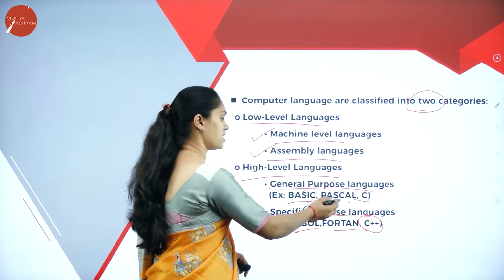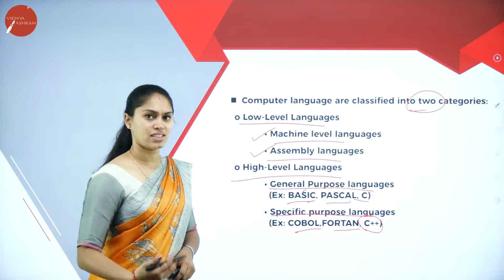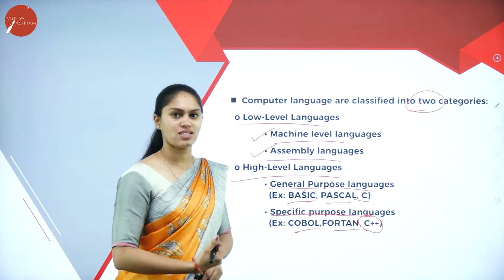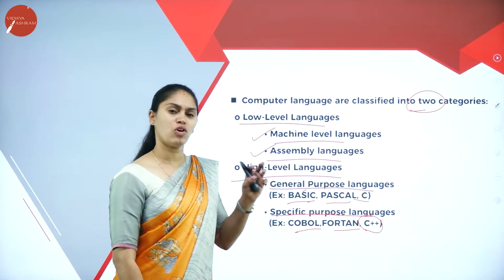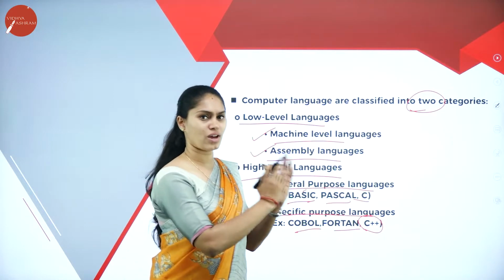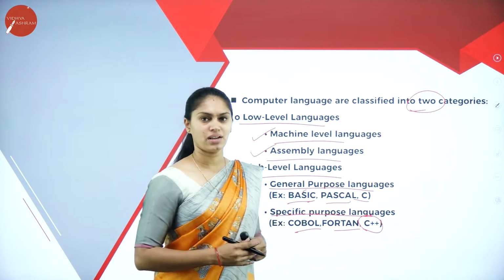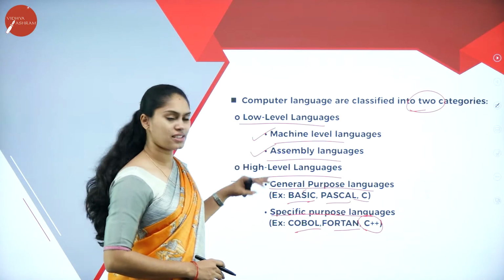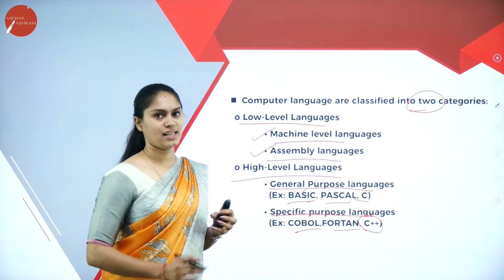So basic Pascal and C++, everything has been used in order to develop the system software that will instruct the computer. By making use of all these programming languages, we are going to have a set of instructions that will be termed as computer software. Then here, these are the two categories of a programming language.